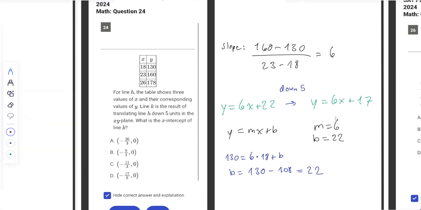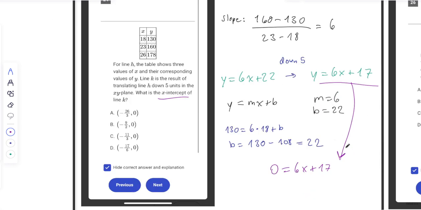And finally, if we want to solve the x-intercept, the x-intercept is going to be at the point where y equals 0. So 0 is equal to 6x plus 17. And so if we subtract 17 from both sides, we get negative 17 is equal to 6x, or we get x is equal to negative 17 over 6 once we divide that 6 through.